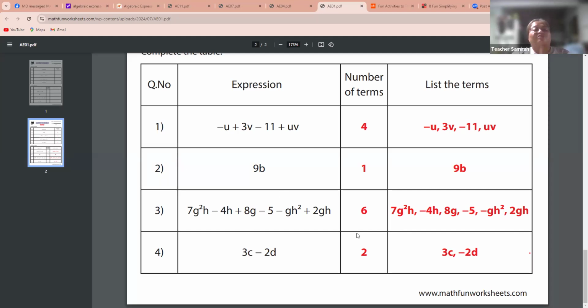How about the others? Would you like to have another example for this one? Do you think you need another example to help you understand? Okay, another example.